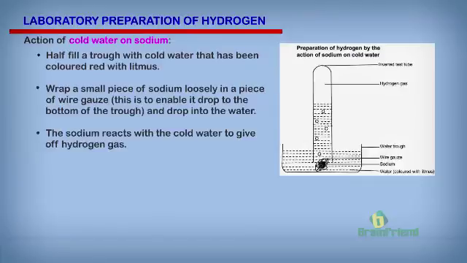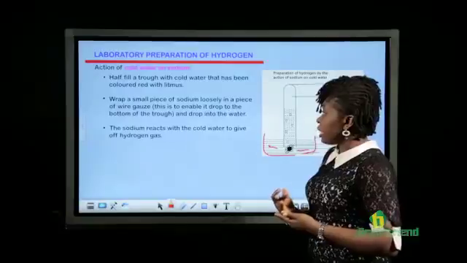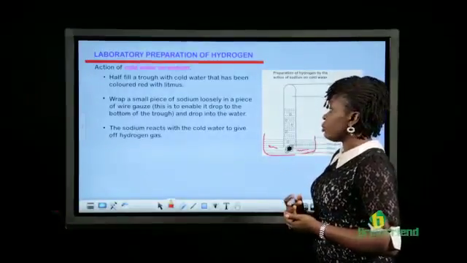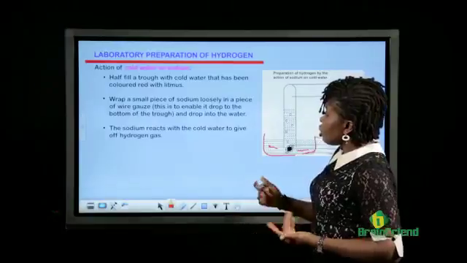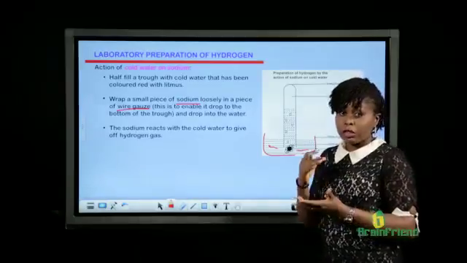To do this, you fill a trough with water. This is a trough, a water trough. You have filled a trough with cold water that has been colored red with litmus. So the water in this trough is red because of the coloring in it. Now, the next thing you do is wrap a small piece of sodium loosely in a piece of wire gauze. We do this so that the sodium can easily drop to the bottom of the trough.